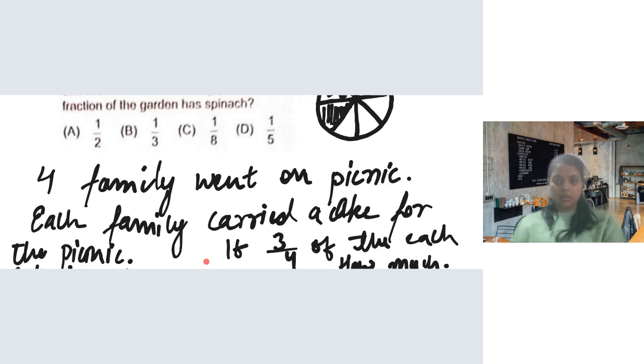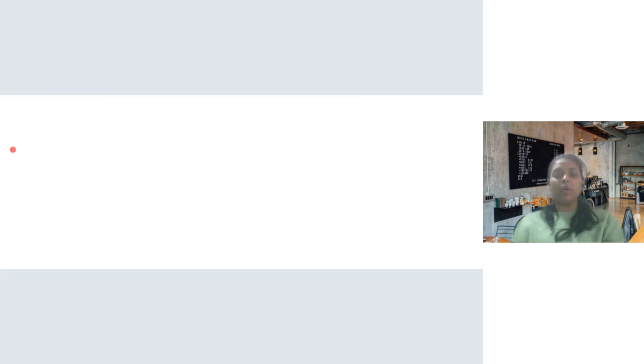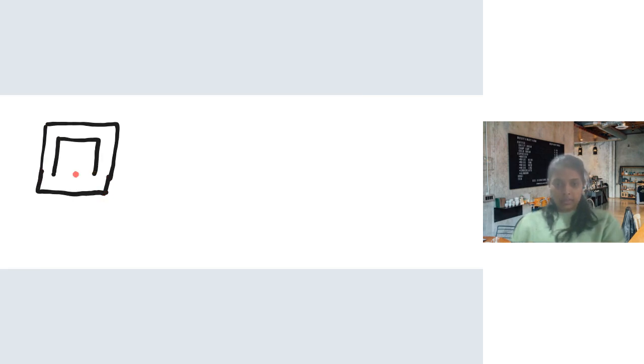Ma'am, 3 cakes. Okay, tell me, how did you get 3 cakes? Ma'am, I did 3 upon 4 into 4 upon 1 because there are 4 families. If I multiplied both fractions, I got 3. You got three. Cross-multiplication method also. Right. Very good.